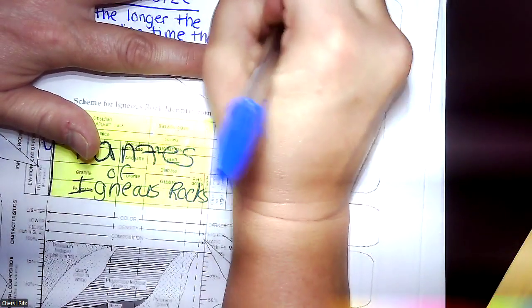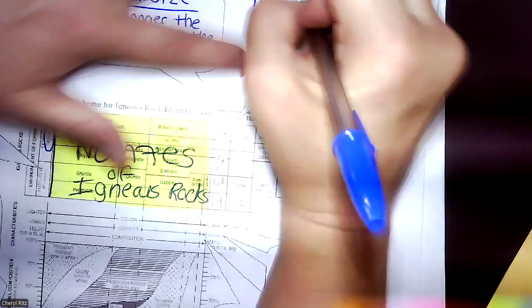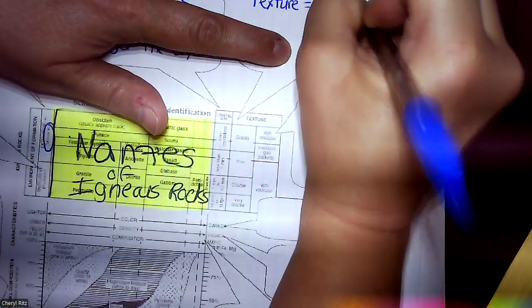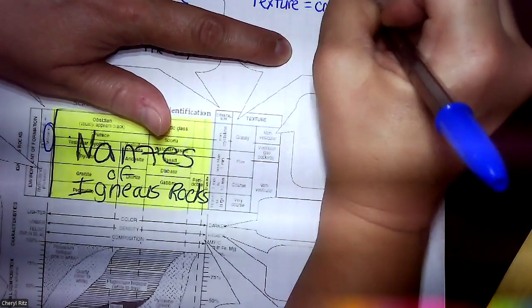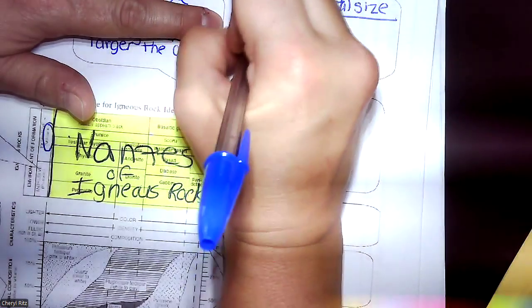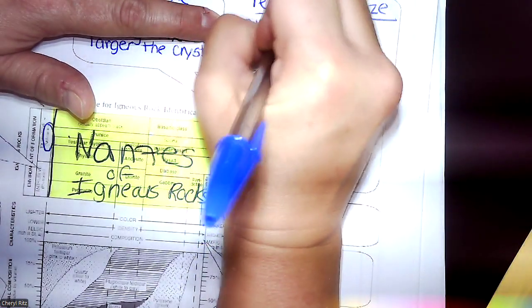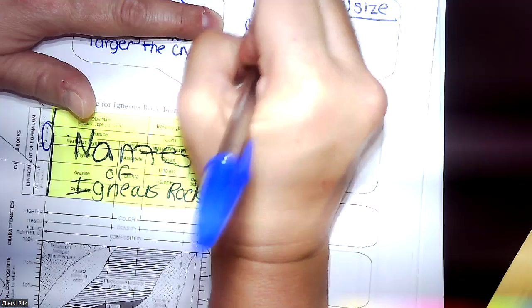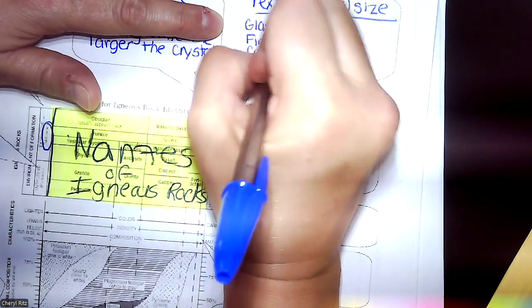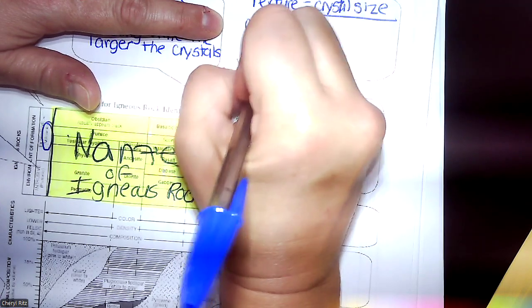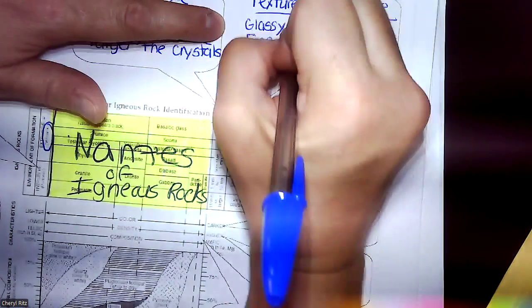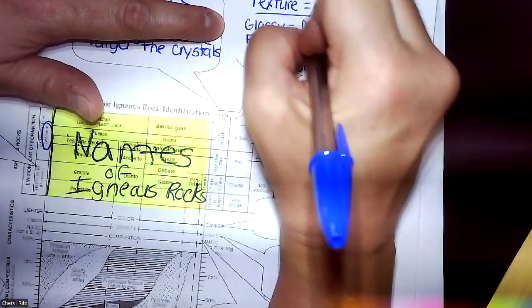So texture equals crystal size. And what I mean is, I'm going to write all 4 of them. Glassy, fine, coarse, and very coarse. So glassy equals no crystals.